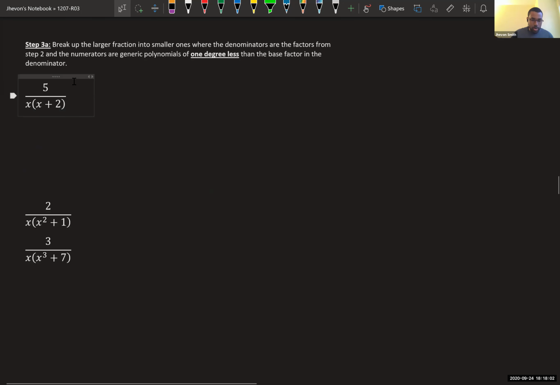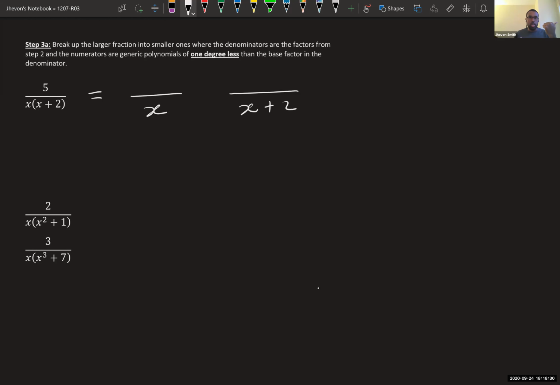So let's look at the first example, 5 over x times x plus 2. The factors in the denominator are x and x plus 2. So you are literally going to break this up into a fraction where the denominator is x and another fraction where the denominator is x plus 2. You break up the big fraction across the factors of the denominator, right? Because the LCD is going to be the product of the denominators. So this is how we're going to build back up to the original problem.